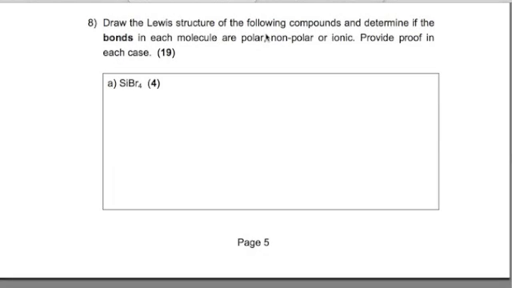Draw the Lewis structure of the following compounds and determine if the bonds in each molecule are polar, nonpolar, or ionic. Provide proof in each case. Kind of sounds like a lot. We just break it down one at a time. The first thing we need to do is draw this Lewis structure right here.